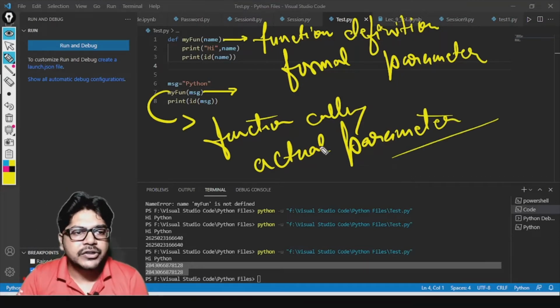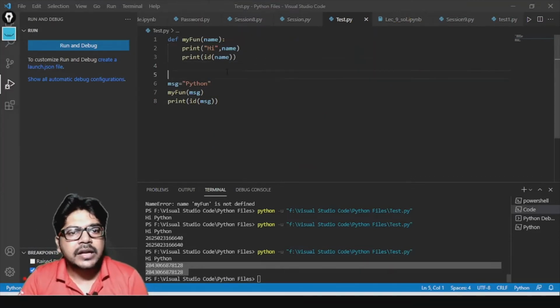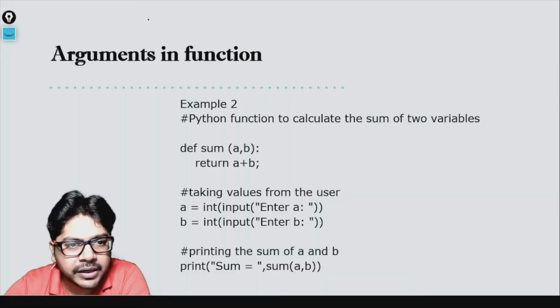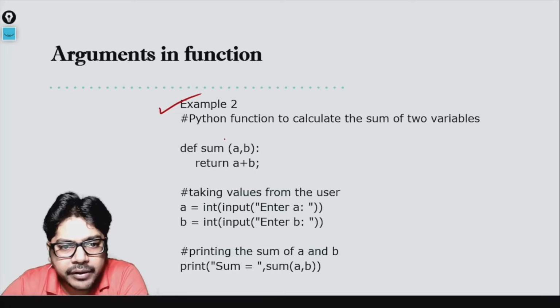There is no hard and fast rule that they must be different or something like that. There is nothing like that. Now let's go ahead and talk about the topic that we have, which is argument in function, example 2. So now here you see what we are doing.